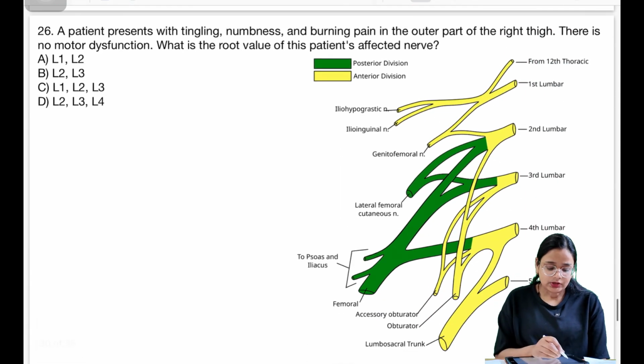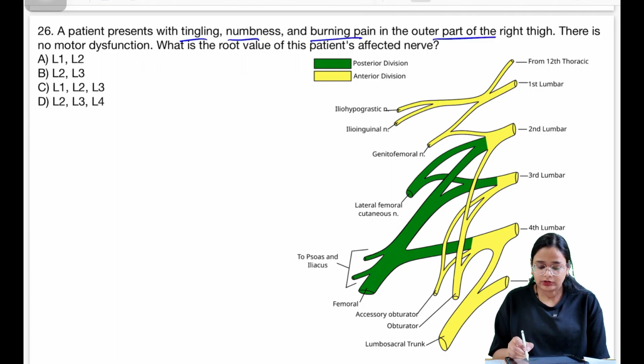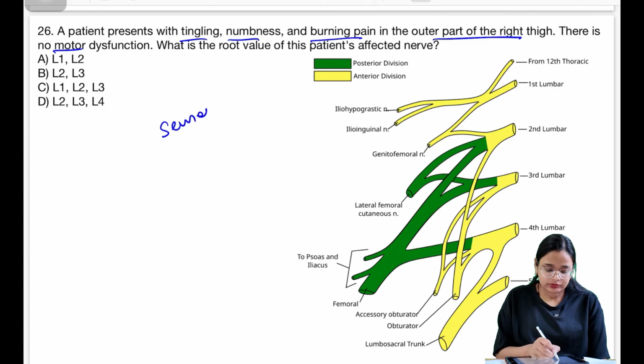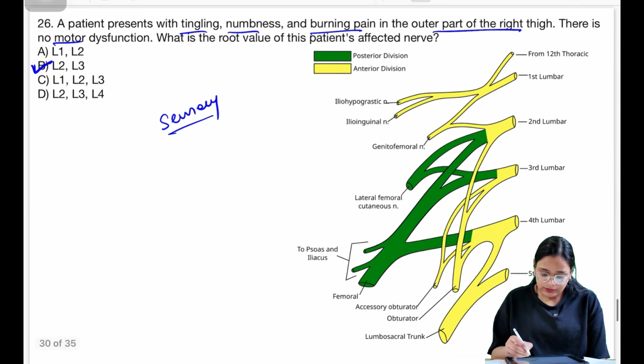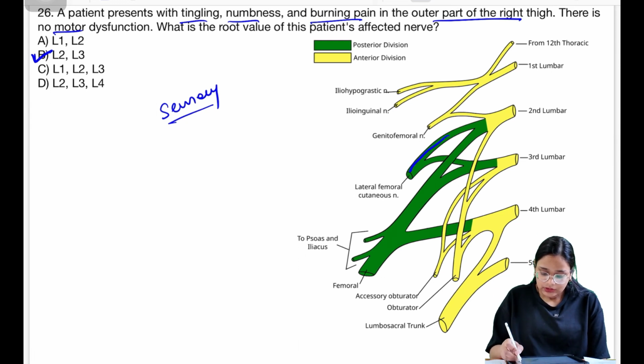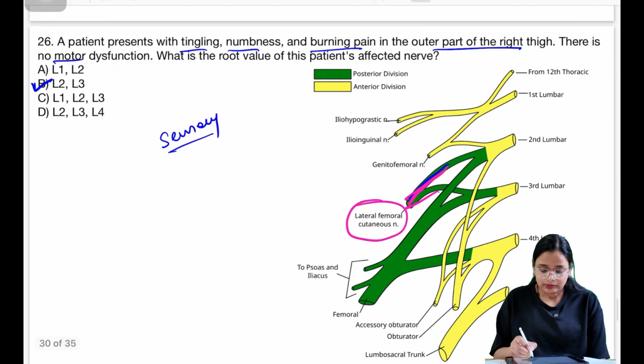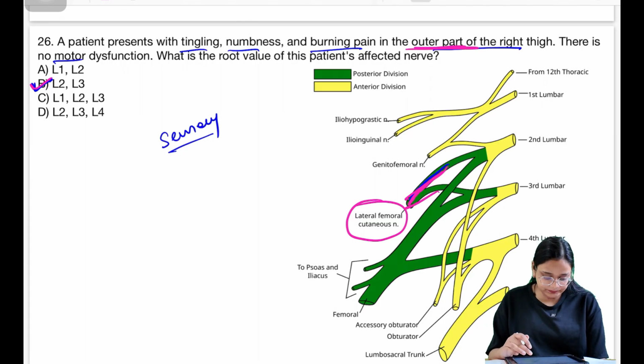26th question, a patient presents with tingling, numbness, burning pain on the outer side of the right thigh, but there is no motor dysfunction, meaning it is purely sensory dysfunction. Which root value is affected? The correct answer is L2 L3. Why? Because the posterior divisions of L2 L3 form the lateral cutaneous nerve of thigh, or lateral femoral cutaneous nerve, because they have mentioned the outer part, meaning the lateral part. So the correct answer will be B, L2 L3.